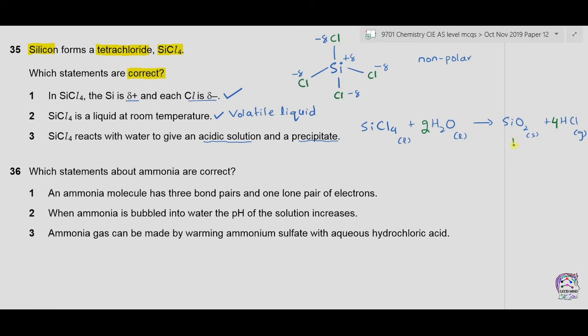As we can see, SiO2 is formed, which is a precipitate in solid form, and HCl gas is formed, which is an acidic gas, and it will give an acidic solution when dissolved in H2O. So it will form H+ ions and Cl- ions. So option 3 is also correct. As 1, 2 and 3 all are correct, the answer is A.